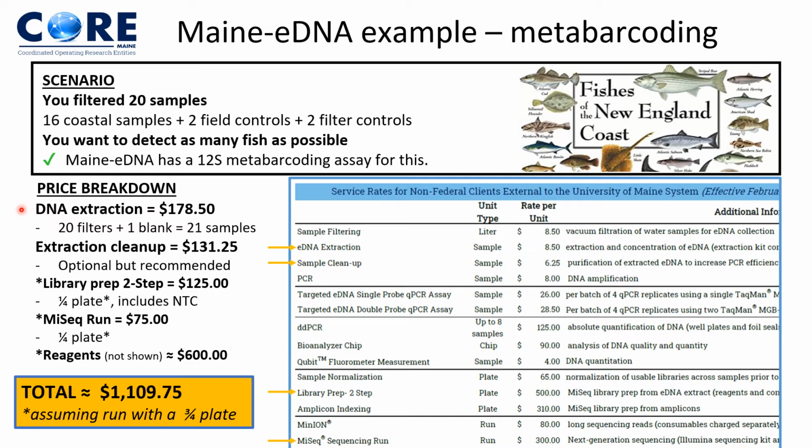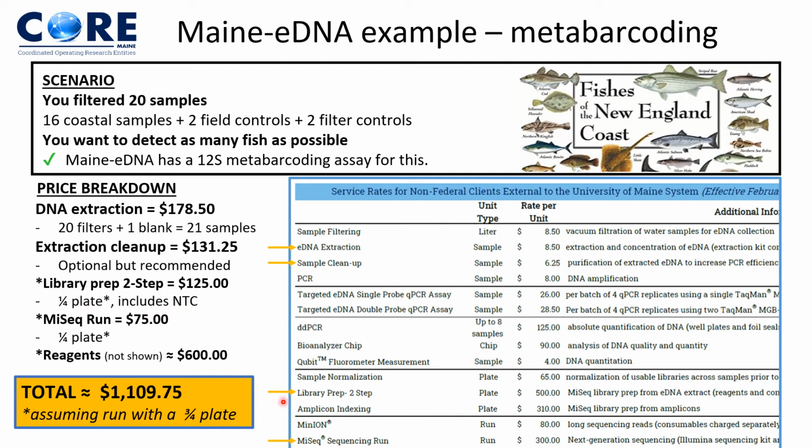So the thing you'll note here is DNA extraction and cleanup is the same. Basically, you just have to get the DNA nice and clean out of your filters before you can do anything, whether it's a PCR assay or metabarcoding. But then for metabarcoding, what you're going to want to do is prepare your samples to run on the sequencing machine. Now the Maine eDNA Core Lab normally does a 2-step library prep. Sometimes you might hear people talk about a 1-step library prep. Maine eDNA Core usually does a 2-step, but you can ask about a 1-step if you'd like to do that.